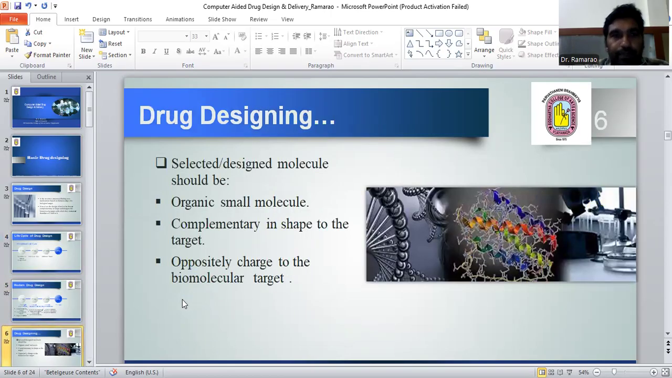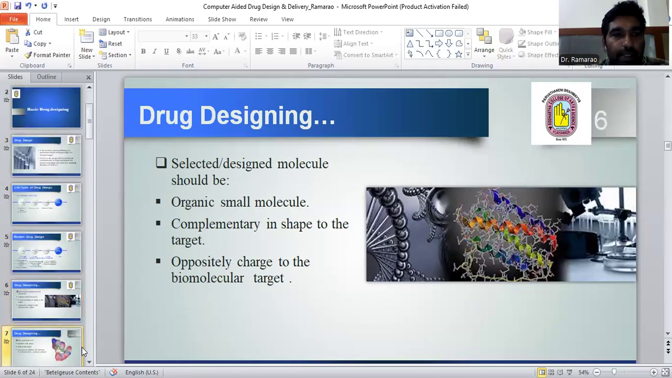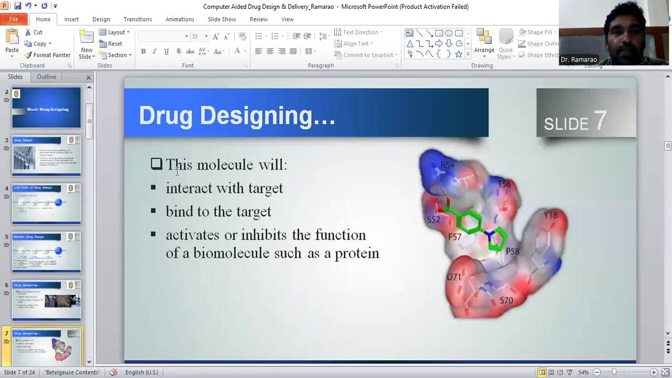In drug designing, the selected designed molecule should be an organic small molecule, complementary in shape to the target and oppositely charged to the biomolecular target. You should keep these things in mind. Then this molecule will interact with the target, bind to the target, and activate or inhibit the function of a biomolecule such as a protein.